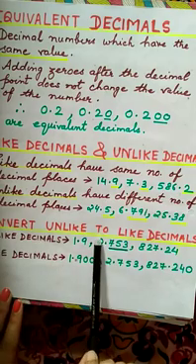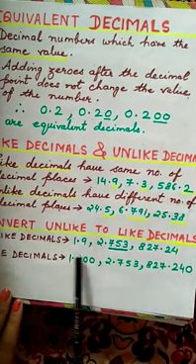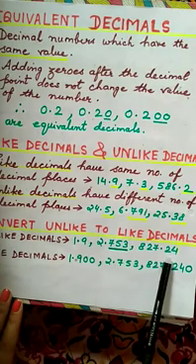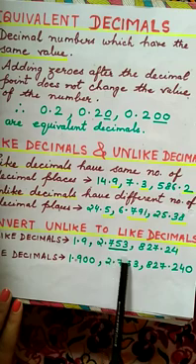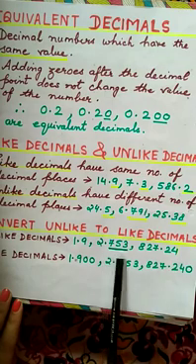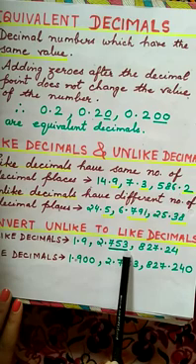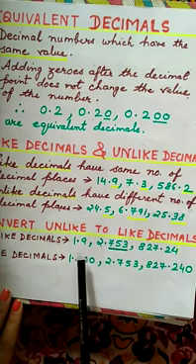Now how do we convert unlike decimals to like decimals? We have a set of unlike decimals here. We first have to see the maximum number of decimal places. The maximum number of decimal places found here is 3: 1, 2, 3. So every number has to be made to have 3 decimal places.